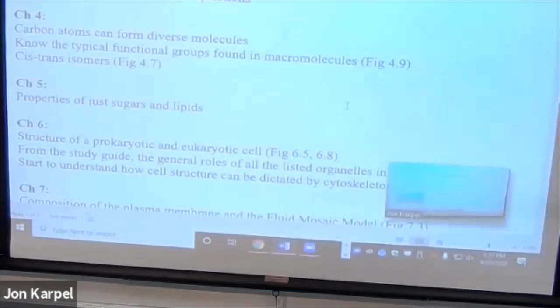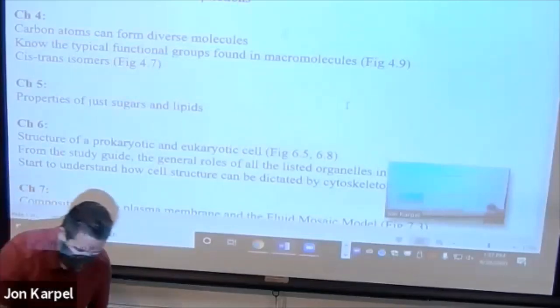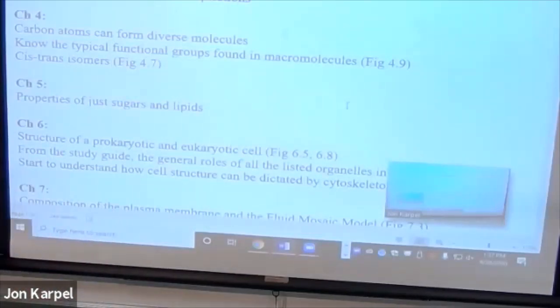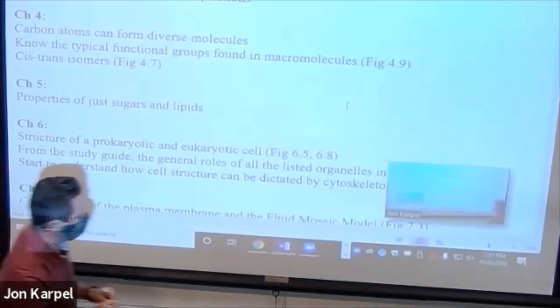The common characteristics of macromolecules: you always see a carbon chain, and then functional groups. All these functional groups. You guys got your functional groups memorized? Yes. I'm picking on you now. Am I still on the screen?